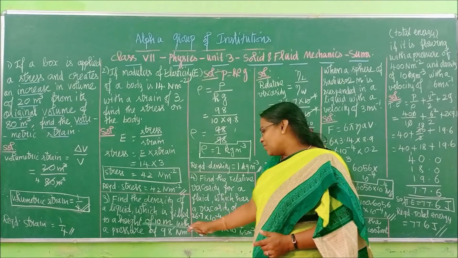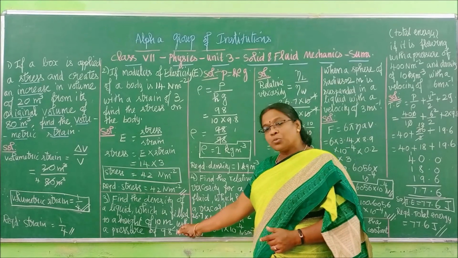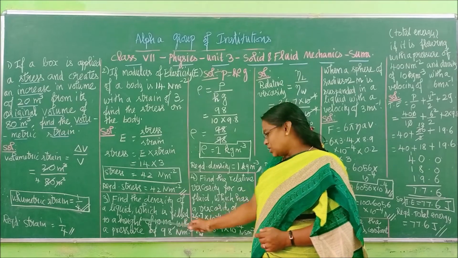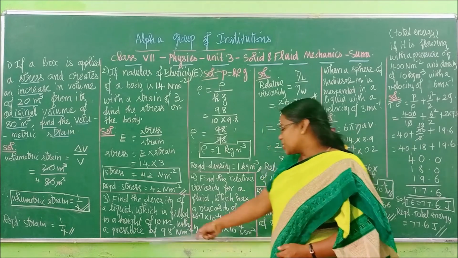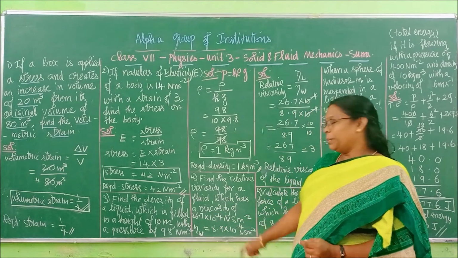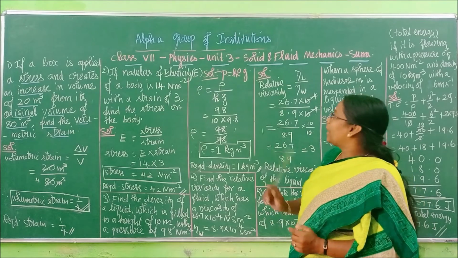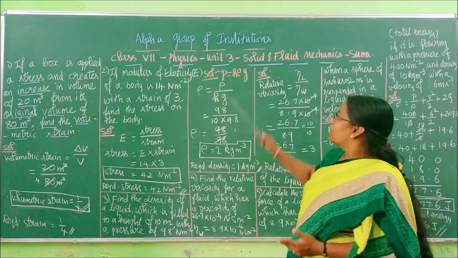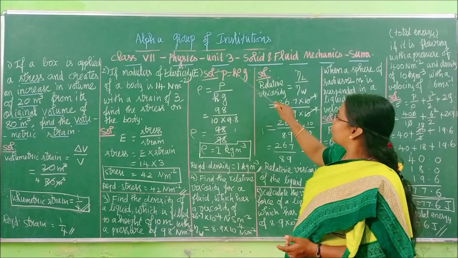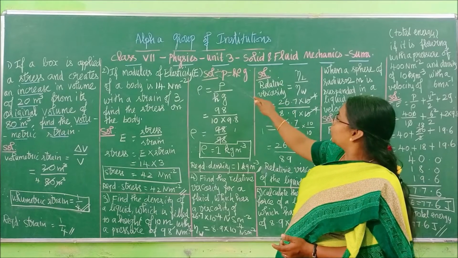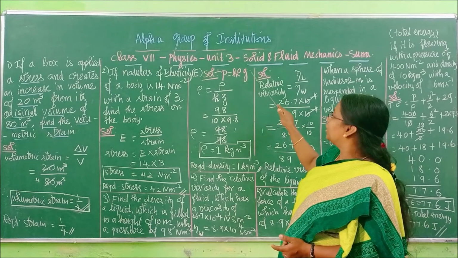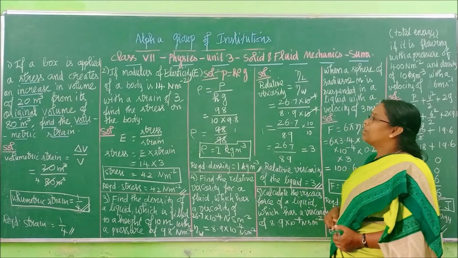The liquid is filled to a height of. Height means what is the symbol? H. H is equal to 10 meter. Pressure is 98 Newton per meter square. So write the given. So what is the formula? P is equal to H rho G. Pressure is equal to height into density into acceleration due to gravity.